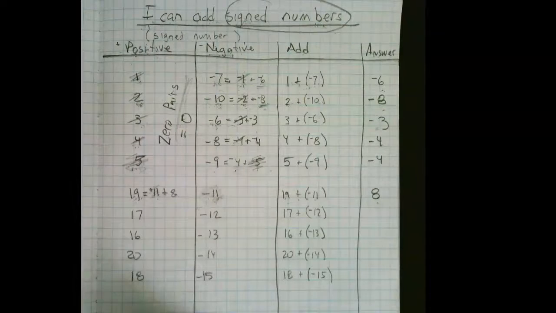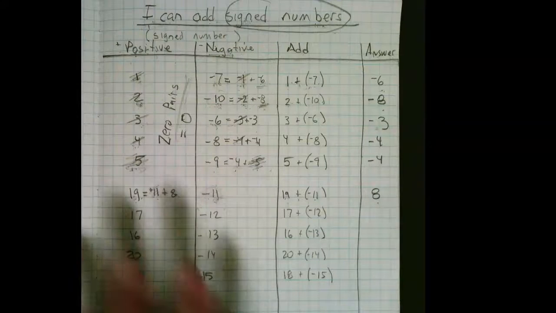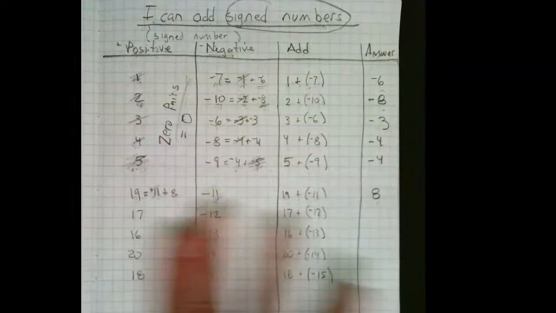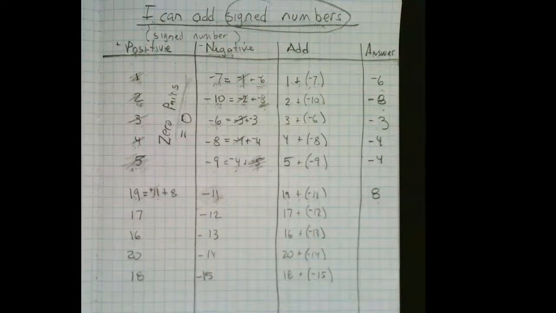So I have a copy of this document on your Google Classroom if you need to look at it. But this was the assignment. Really important that you do this yourself, that you write these down, you think this through so that you can start making sense of adding positive and negative numbers.